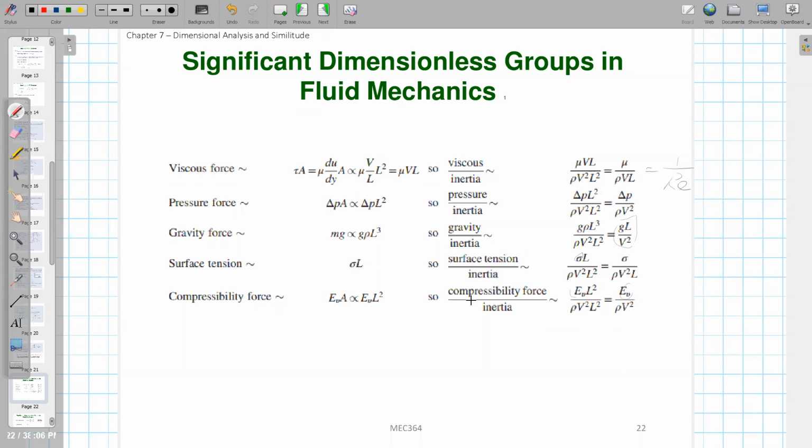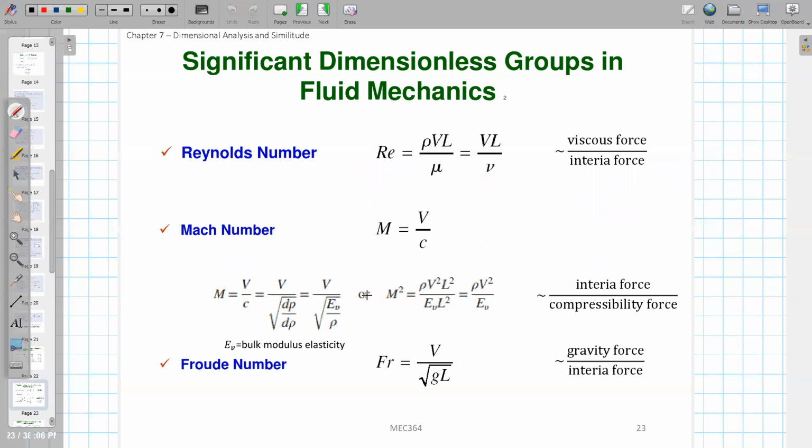Okay, so basically this E of mu times A will give you the compressibility force. You do not need to remember this. This is just some concept introduction here. And so with all this in mind, here I just list the commonly used dimensionless parameters you will see. This page is showing you the three most important ones.